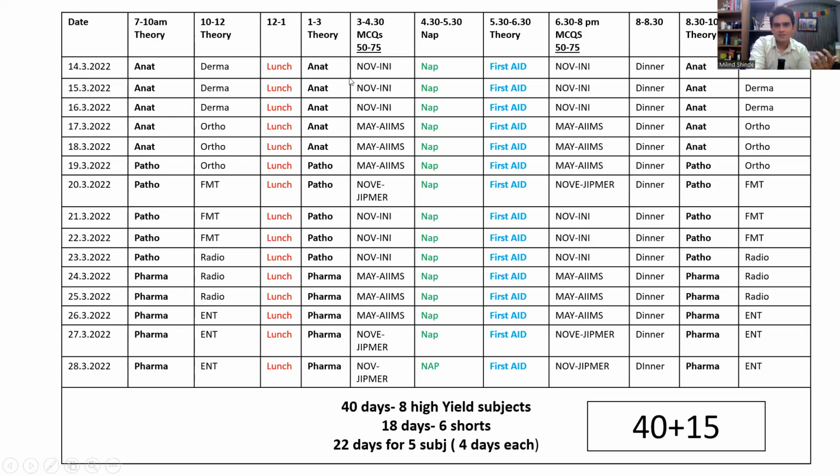So morning 3 hours, then around afternoon 2 hours, and again at night 2 hours. So 3 plus 2 plus 2, around 7 hours I'm giving to anatomy. I'm reading for 5 days, so that is 35 hours for anatomy. I think it's fair enough.